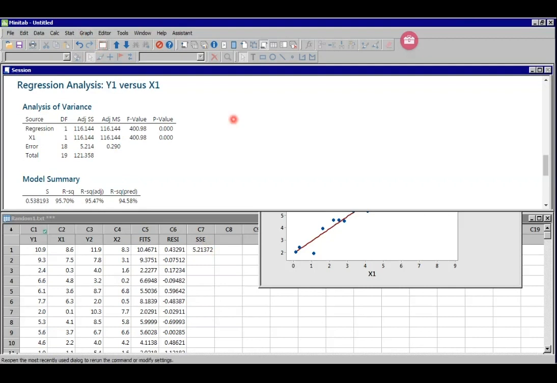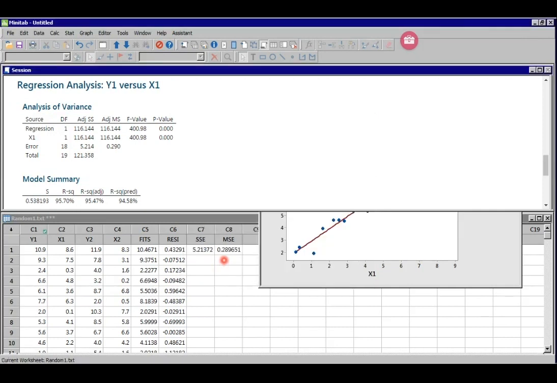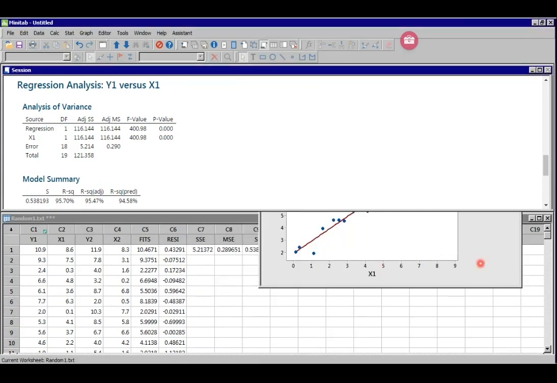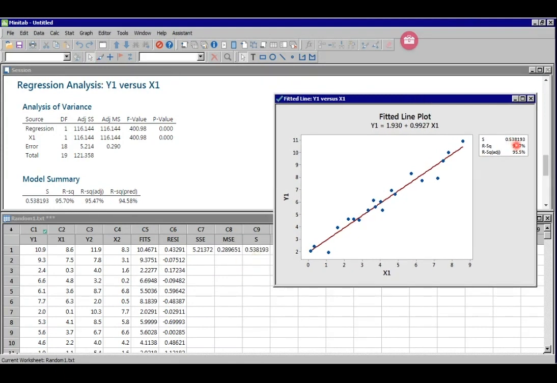Then I'm going to calculate the mean squared error. The mean squared error is the sum of squared errors divided by n minus 2, which is 18 in this case. It's 0.289651. And there it is in the analysis of variance table in the mean square column and the error row, 0.290, rounded off to 3 decimal places. Then one final calculation: I'm going to calculate S. It's the square root of the mean squared error. There we can see it, 0.538193. It exactly matches up here in the graph and also in the model summary over here. That shows you the calculation.